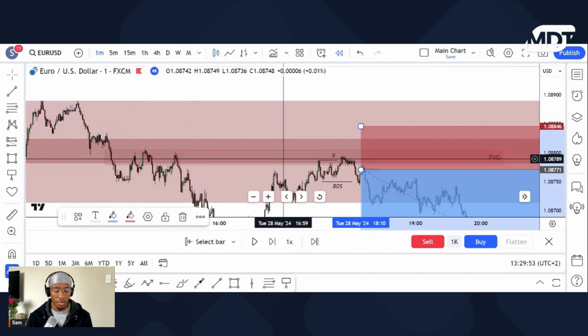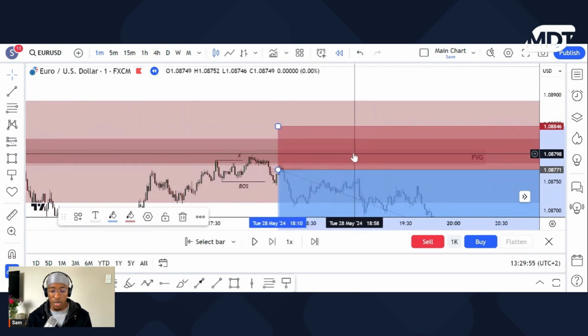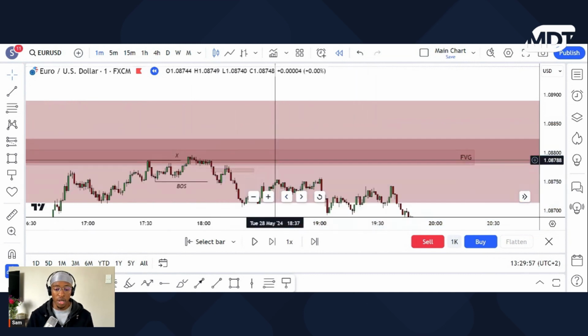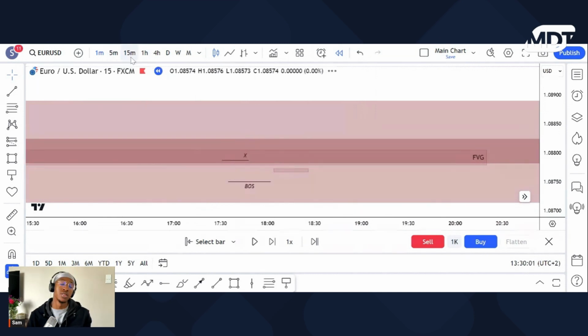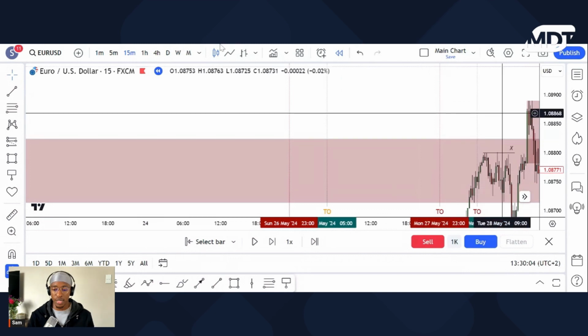We probably would have put it above this 5 minute, or I think this was a 15 minute fair value gap. But that's a bit more of an advanced entry, and I probably would have stuck with the 15 minute sort of realistically.